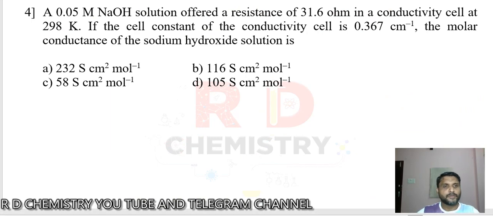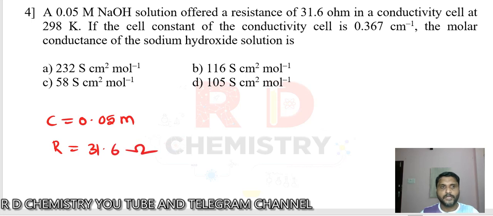Question number 4. The concentration of sodium hydroxide given is 0.05 molar, and the resistance of the same solution is equal to 31.6 ohms. The temperature is given. The cell constant, we write as G star, is equal to 0.367 in terms of centimeter inverse. Therefore, you have to calculate the molar conductance, lambda m.